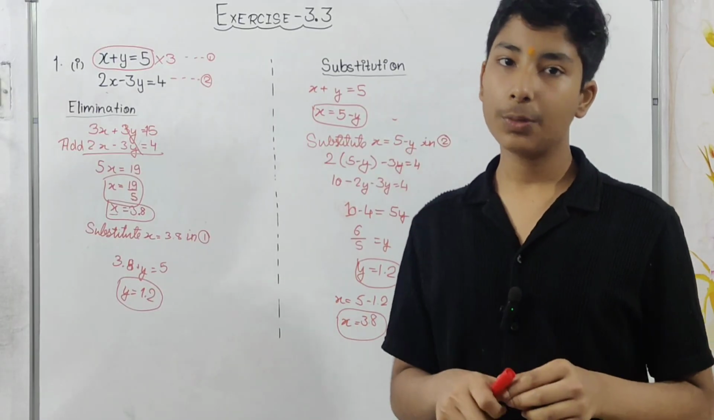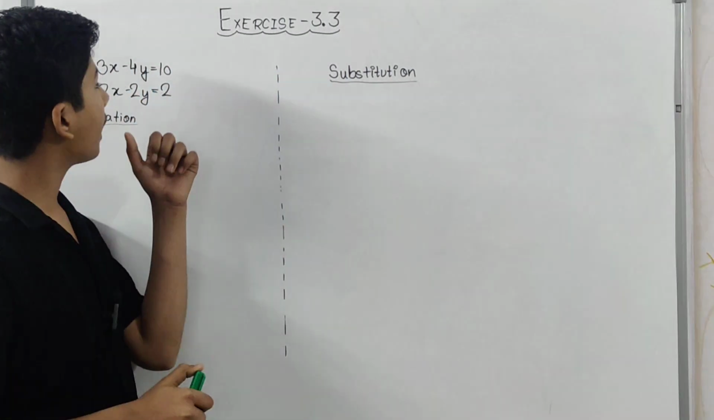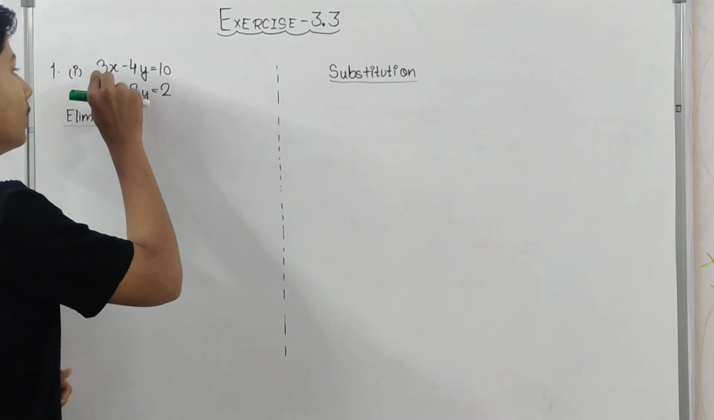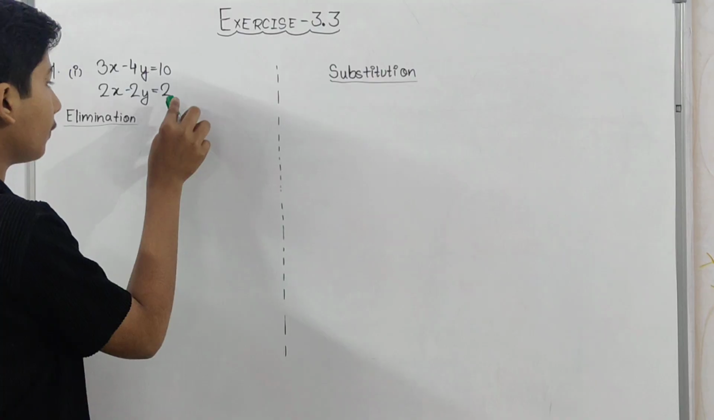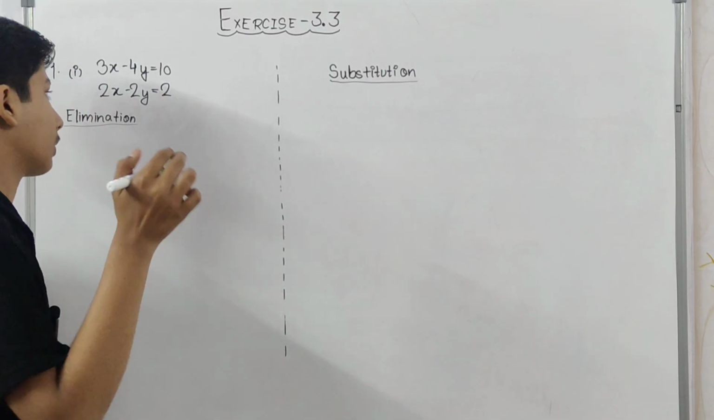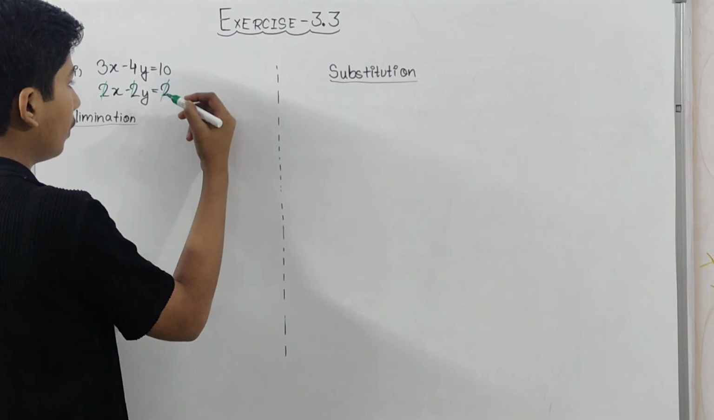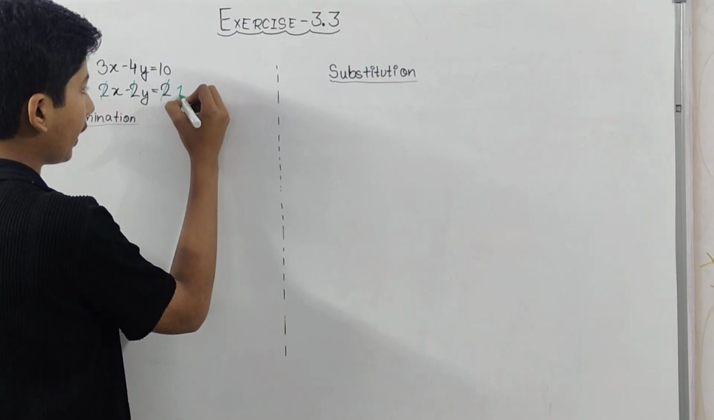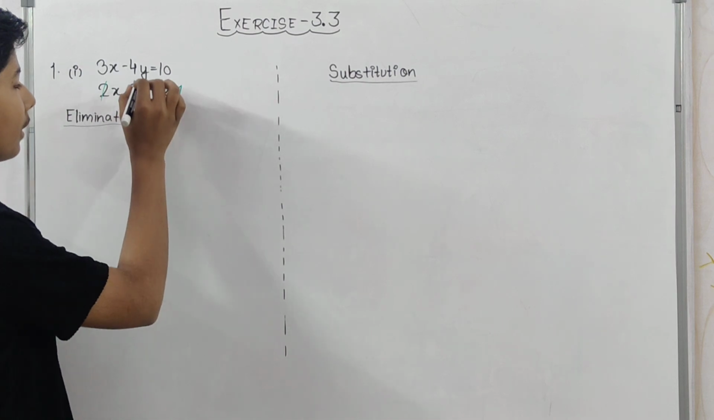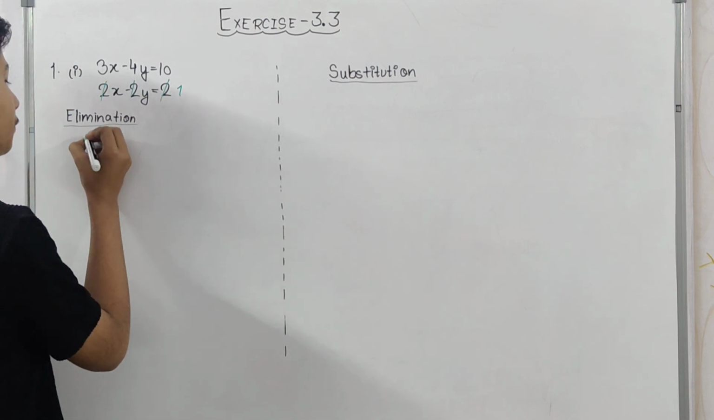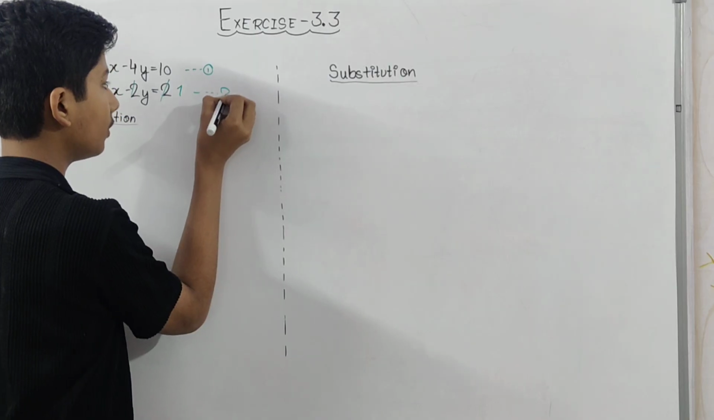We'll approach our second part. Here our equations are 3x minus 4y equal to 10 and 2x minus 2y equal to 2. So if you see, then we can cancel the 2 and it will remain x minus y equals to 1. Okay. Now since this is the elimination method, what we do? This is equation 1 and this is equation 2.